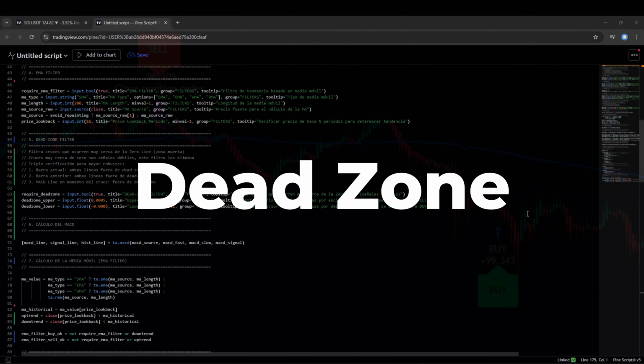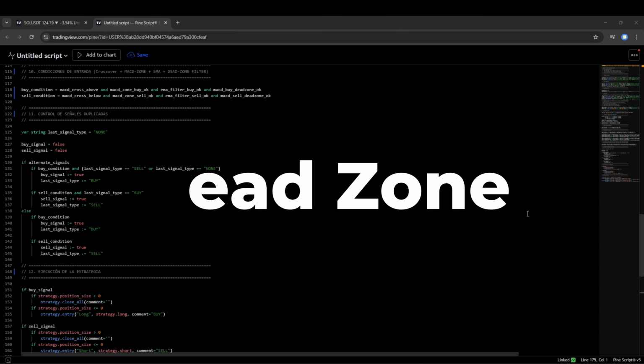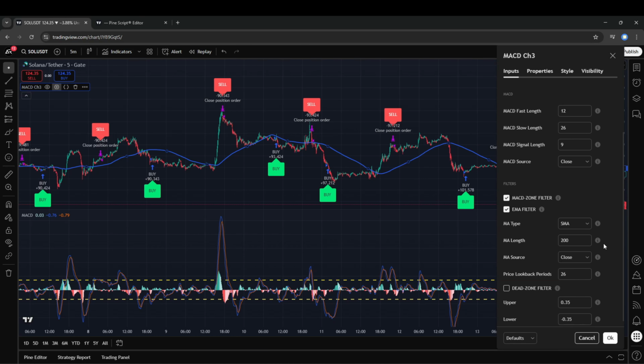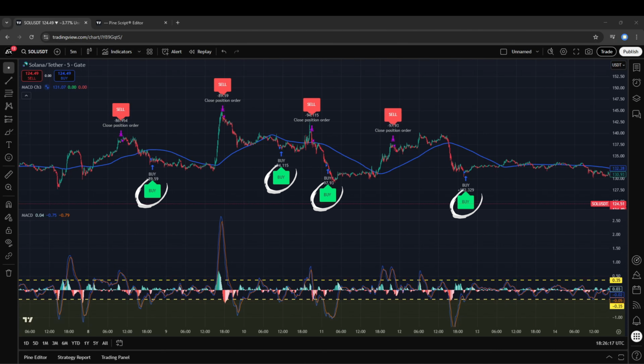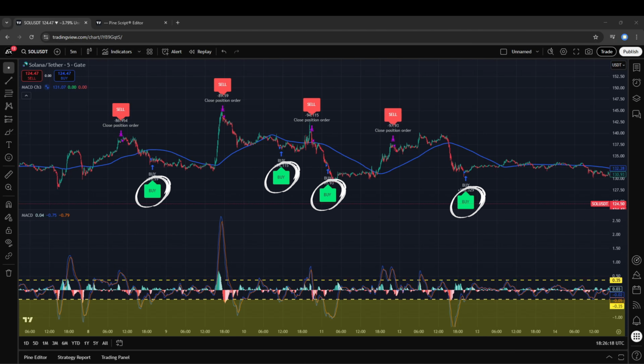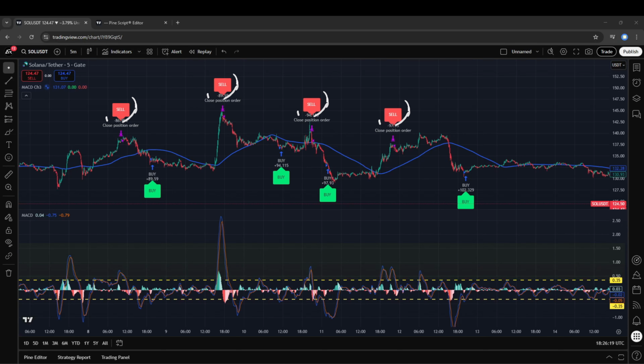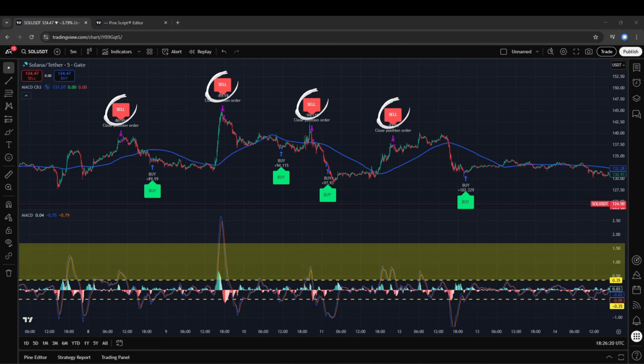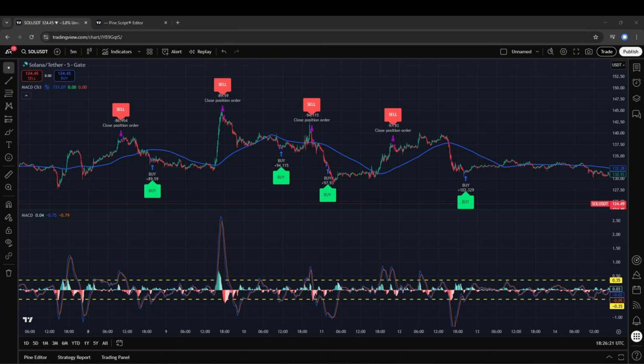Next, we add the dead zone filter. This filter removes weak crossovers near the zero line. Buy signals are only allowed when the MACD is below the lower dead zone. Sell signals are only allowed when the MACD is above the upper dead zone. The crossover must occur outside the dead zone, using a triple check to confirm signal strength.